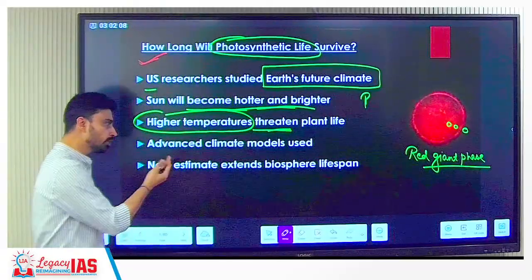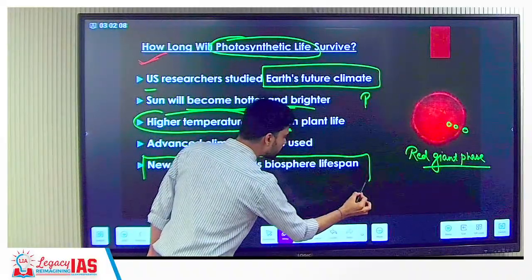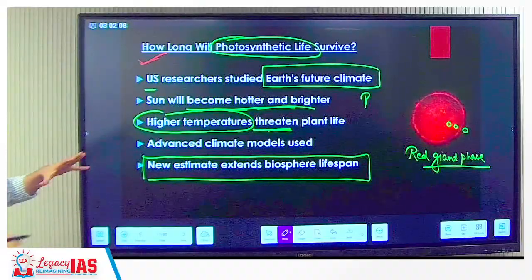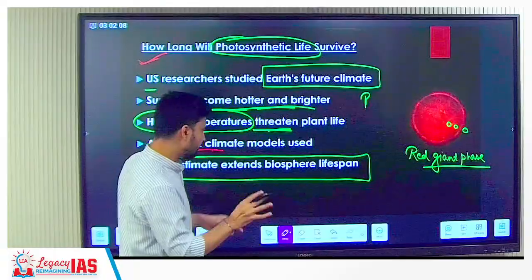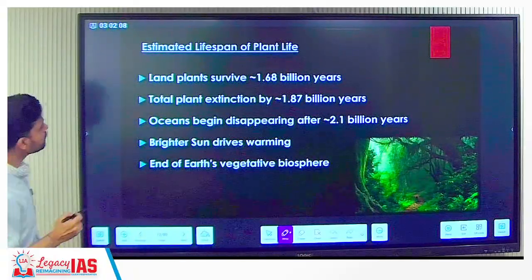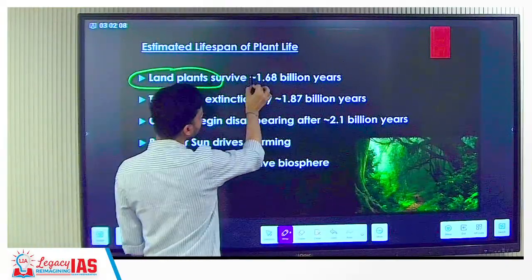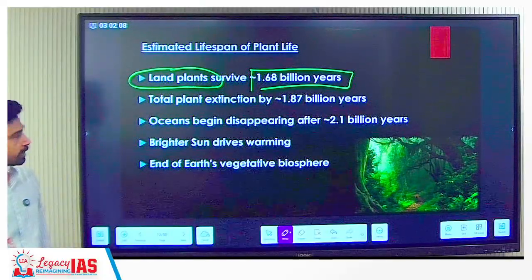Advanced climate models were used in this particular research, and based on this, a new estimate is being given by scientists on how long life can survive on the earth if the sun keeps on growing at the rate assumed for this climate model. So based on this, the plants that we have on the land, how long would they survive? Roughly 1.68 billion years only.